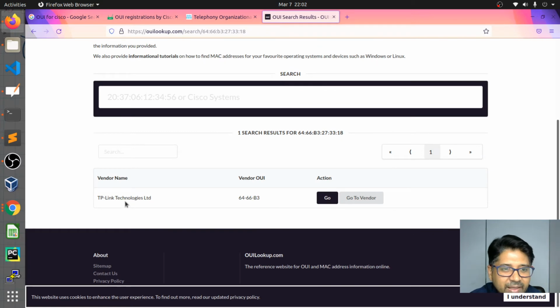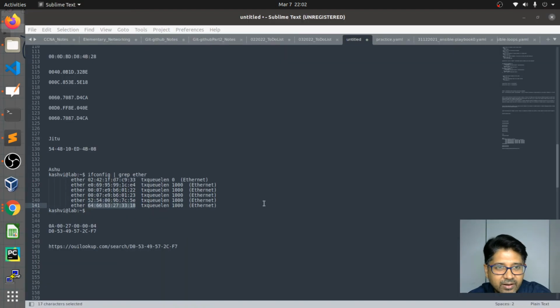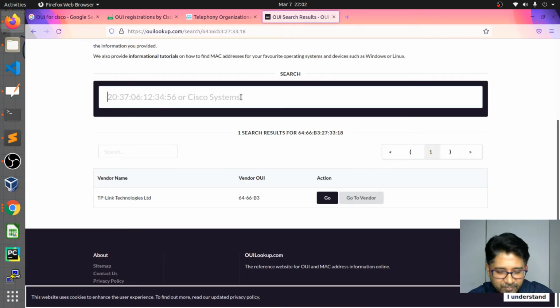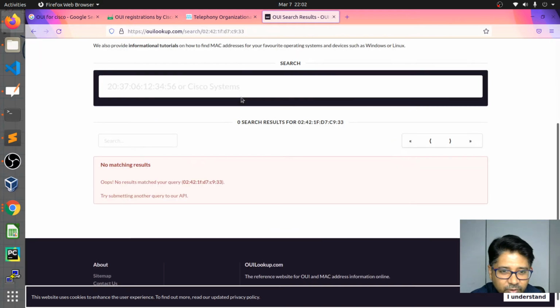Yes, TP-Link Technology. That is connected with my Cisco product. TP-Link, 64663B. Okay, guys. So organizational unit, and if you are not finding it, it means the product age question marks. Okay, and let's see, this is another one we have.